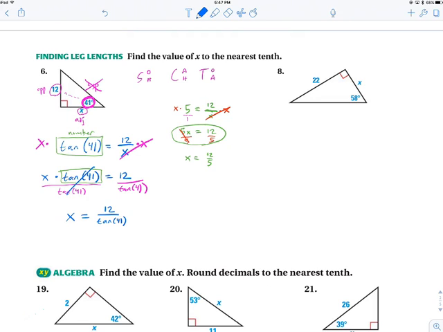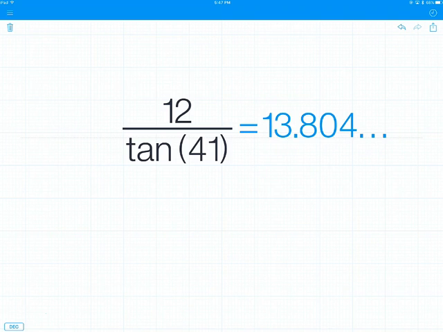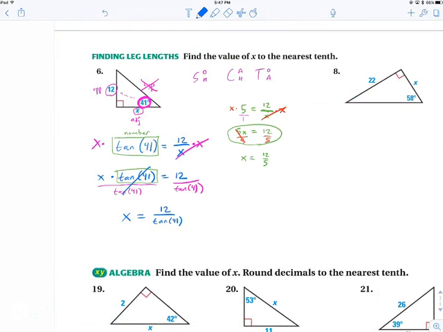Okay, so now I'm going to go to my calculator and plug that in. Tangent, or 12 divided by tangent of 41. So 12 divided by the tangent of 41 degrees is 13.804. So I got x is around 13.804, and it says round it to the nearest tenth. So I get x is around 13.8. Okay, let's start speeding that up and do a couple more problems.